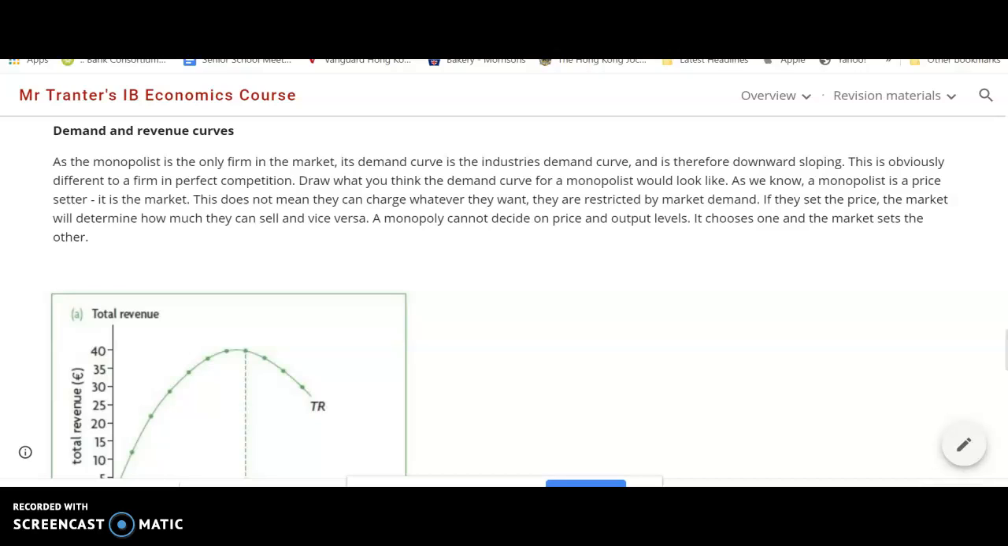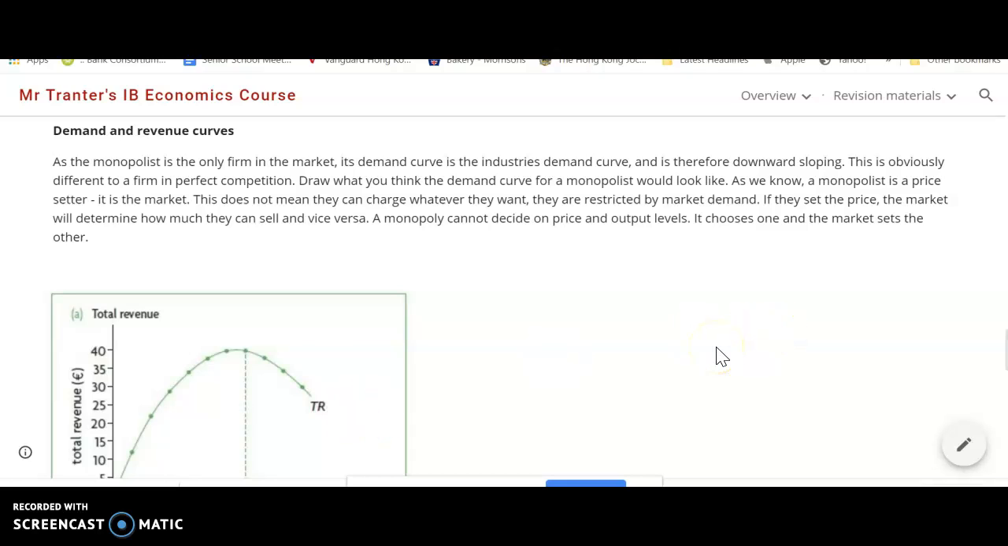Now, the reason for this is for most firms, if you want to sell more of a product, you're going to have to lower the price because of the law of demand. Okay, people will only buy more at a lower price. Therefore, the demand curve is going to be downward sloping.